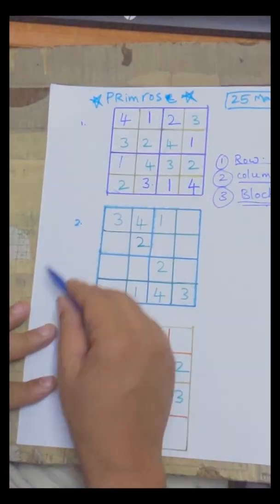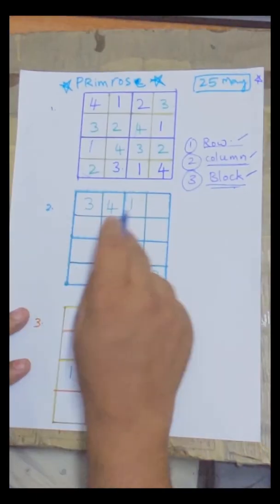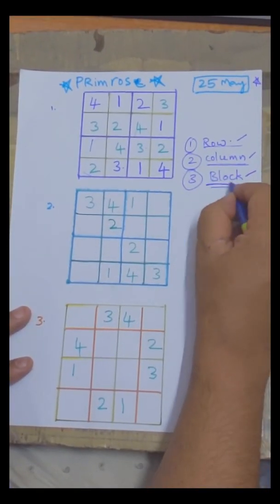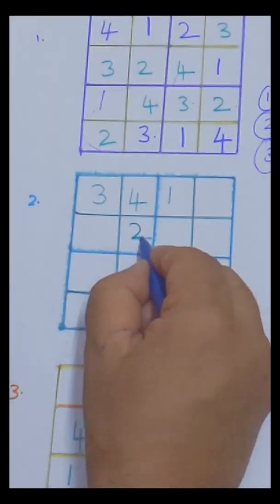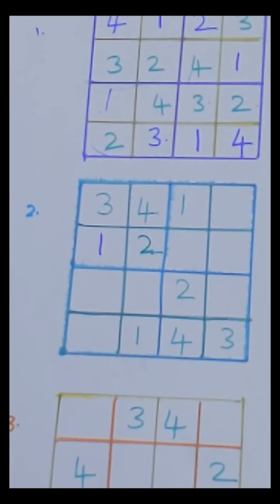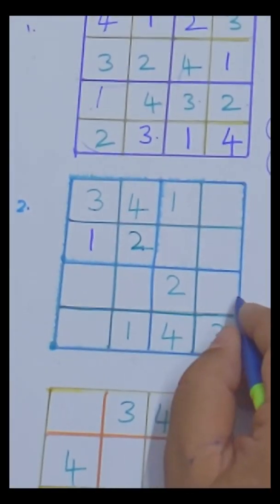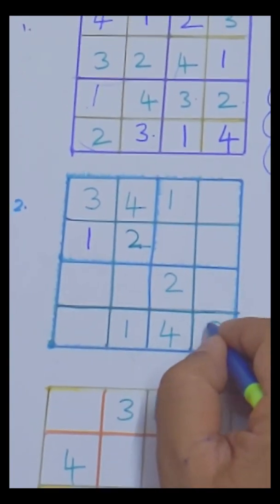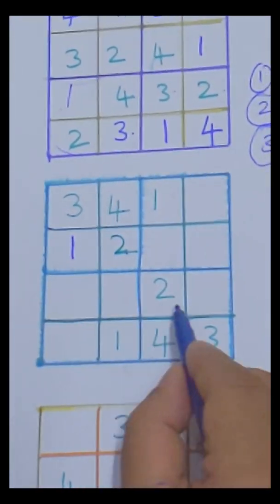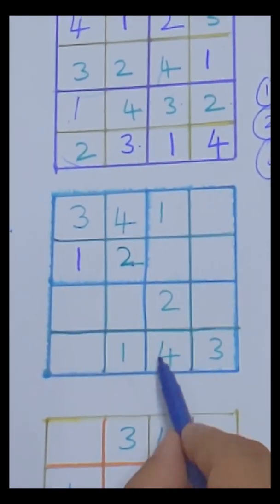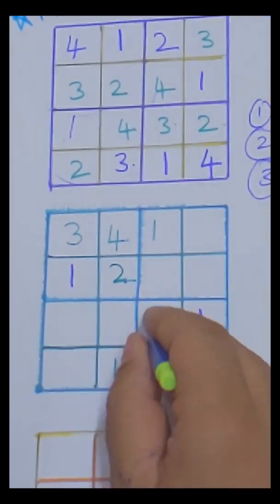Okay. The second puzzle I just want to solve a little differently. Instead of rows and columns first, I am going to use the block rule directly. So take this block: 3, 4, 2 is there, so 1 should come here. Correct? Done. That's the block rule. And then in this block 2, 4, 3 is there, so 1 is missing. I am going to put 1 here. That's it. So this block is solved.